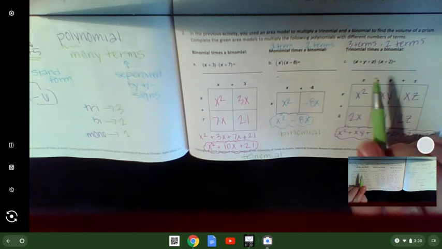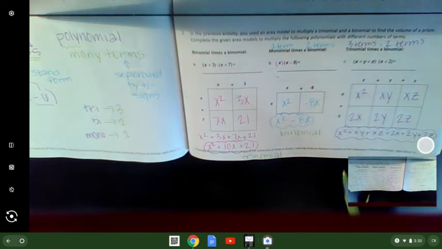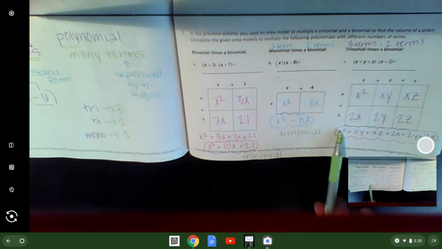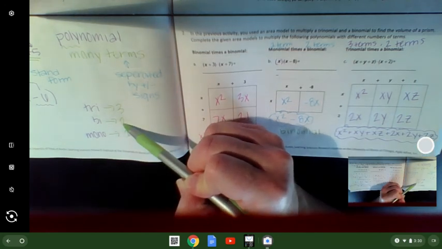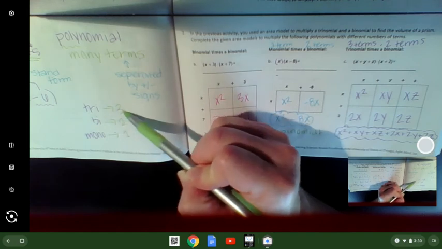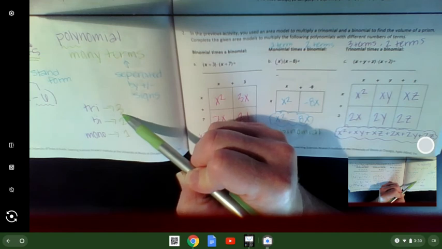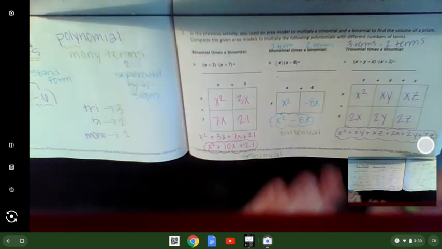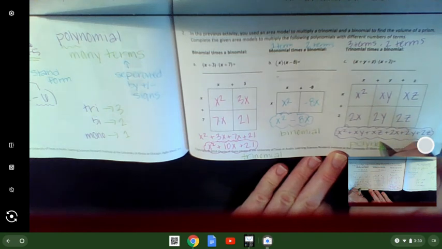And last but not least, we had multiplied a binomial times a trinomial. Our final answer is lots of terms. 1, 2, 3, 4, 5, 6. You'll notice we don't have any special word for 6 terms. These just happen to be the special ones that you deal with more often. Anything after 3 just by default gets the name poly. It's got many terms. This is just simply a polynomial.